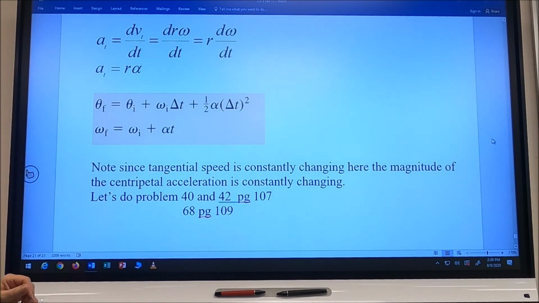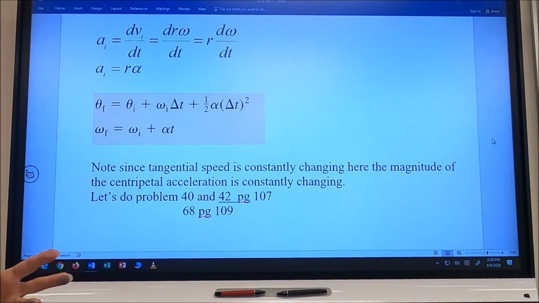Okay? So, note, since tangential speed is constantly changing, the magnitude of the centripetal acceleration is constantly changing. So whenever you calculate the radial acceleration, it's for that specific moment in time.